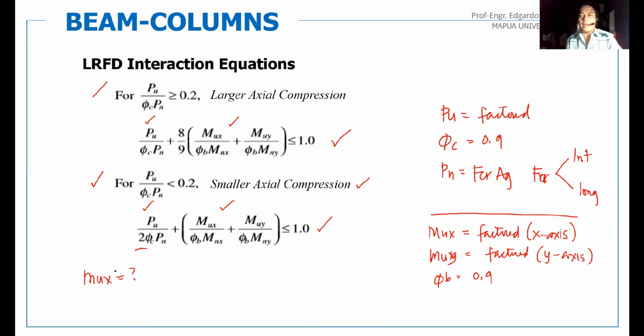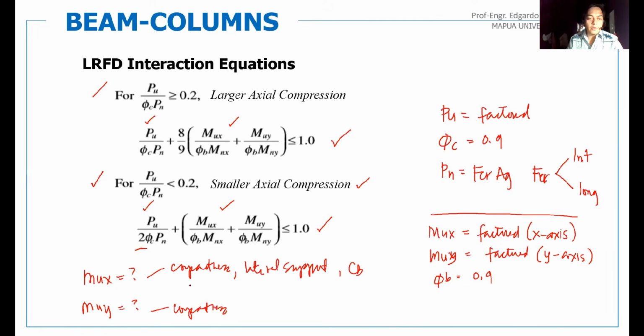Tapos yung Mnx, okay, paano kinukuha yung Mnx? Ito yung medyo maraming equations involved in identifying Mnx, wherein you have to check for the compactness, di ba? So compactness of the section, the lateral support condition, tapos yung ano pa, yung Cb, no? So yung Cb value. Okay? So tapos yung Mny naman is much simpler. Yung Mny is basically dependent on the compactness of the section lang.